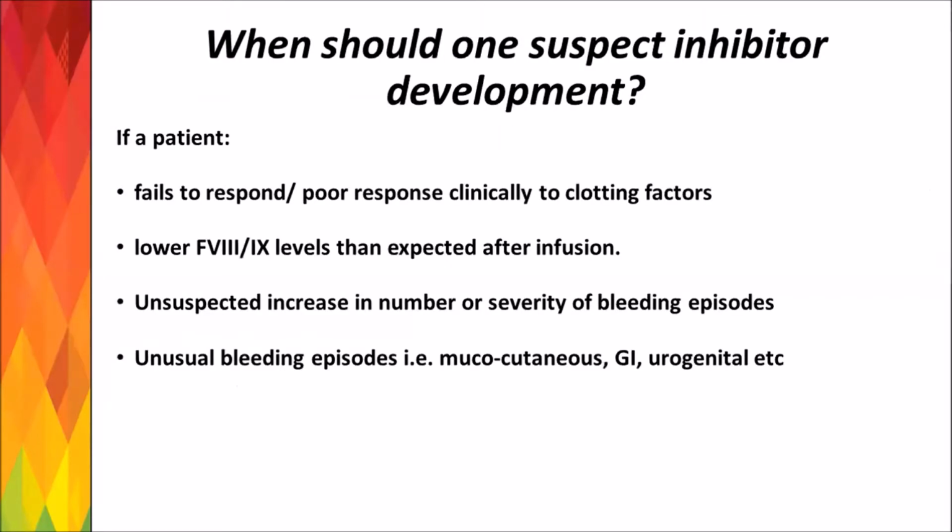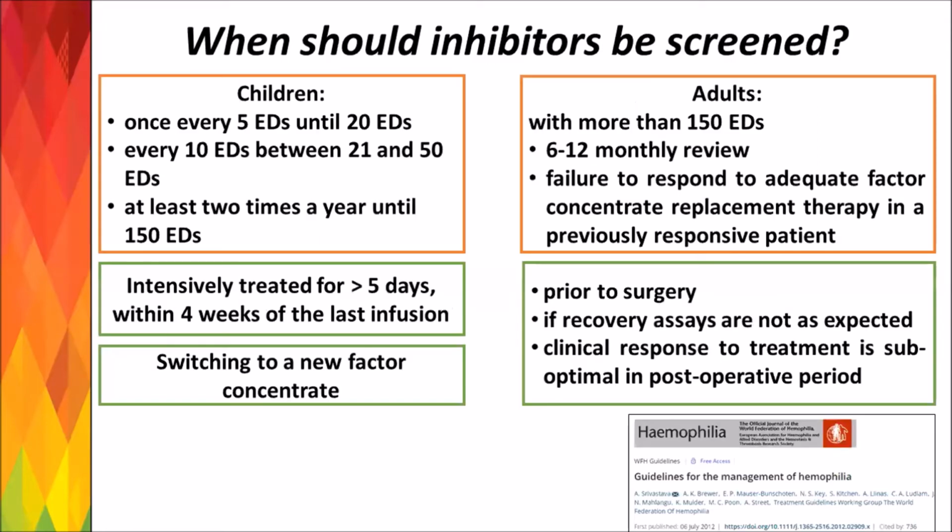When should one suspect inhibitor development? If a patient fails to respond or gives a poor clinical response to the factor transfusion, when you have lower factor 8 and 9 levels than expected after infusion, this is the factor recovery test. Or if you see an unsuspected increase in the number or severity of bleeding episodes, or unusual bleeding episodes in a patient, all this should make you test the patient for inhibitors.